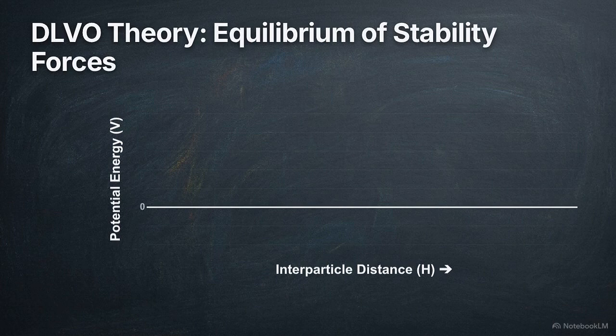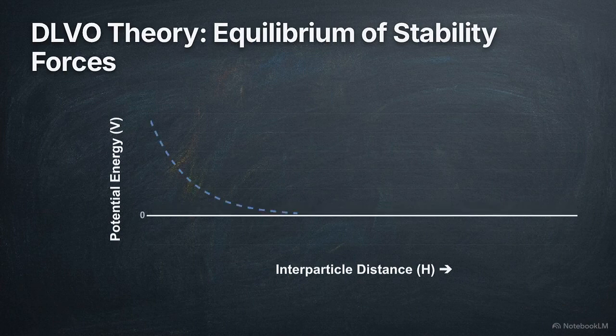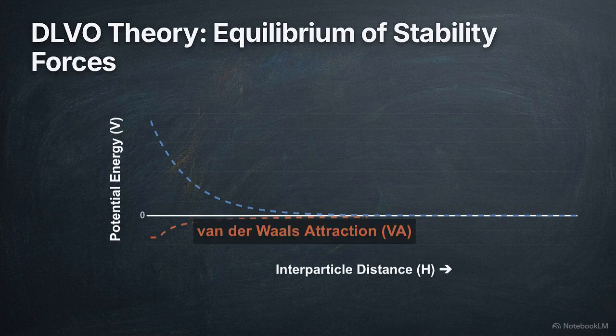This graph maps the Derjaguin-Landau-Verwey-Overbeck, or DLVO, theory of colloid stability. It operates on a single axiom. The total potential energy of interaction between two particles is the additive sum of their electrical repulsion and their van der Waals attraction. Plotted individually, electrical repulsion exists as an exponential positive curve dictated by the Debye-Hückel parameter.